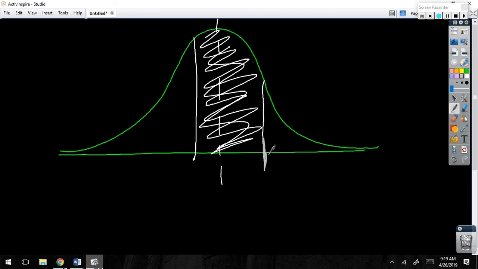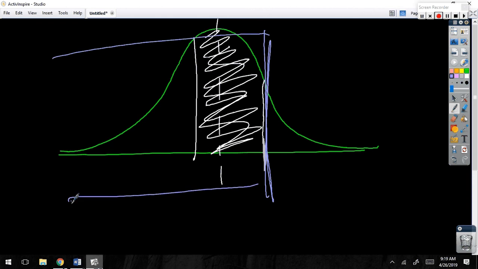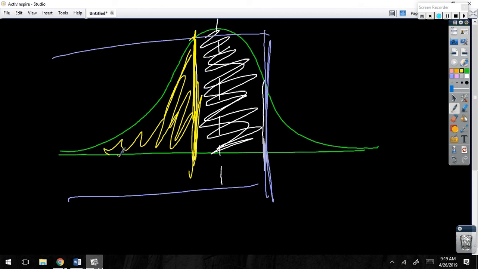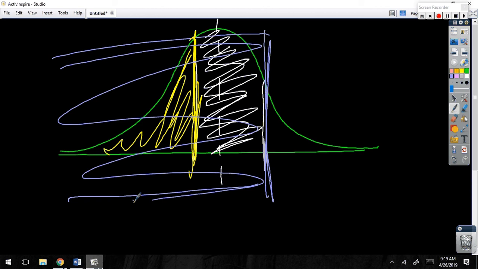When you look up this Z-score, yes, that's exactly right, Silas. Good job. If you look up the purple Z-score, it's going to give you everything from here over. If you look up this yellow Z-score, it's going to give you this. Well, to find the white, you would have to take the purple and subtract the yellow. That's how you find between two. Good job, y'all. I'm impressed.